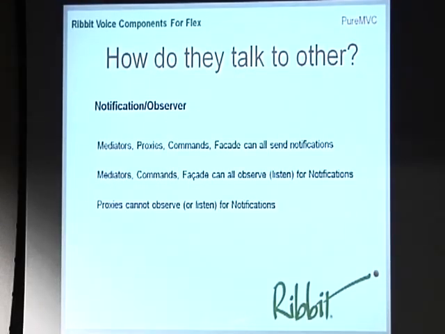So it doesn't listen for any notifications, but in our code you'll see a lot of notifications coming from the proxy. We've hit the Ribbit request, we've got an incoming call, and the proxy is listening for that, and then it needs to send a notification off to our mediator to let our UI know that an incoming call is coming in. So you'll see a lot of notifications coming from the proxies.